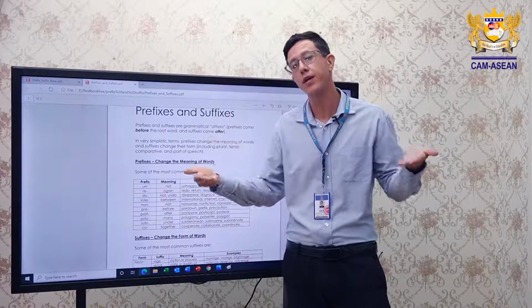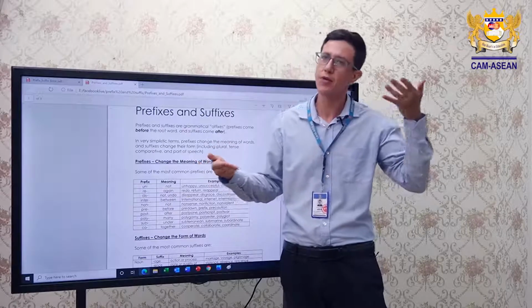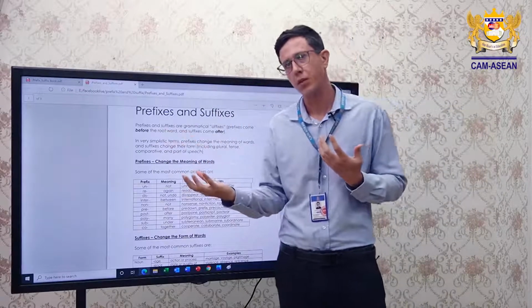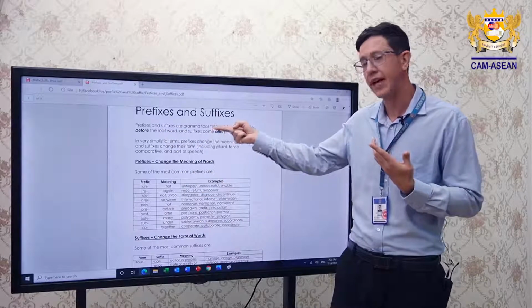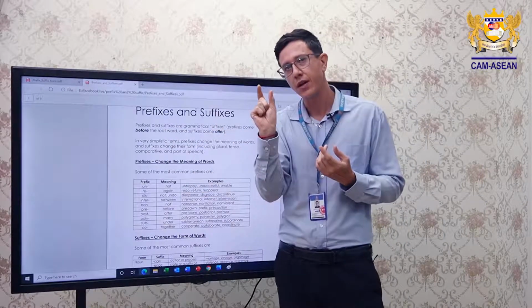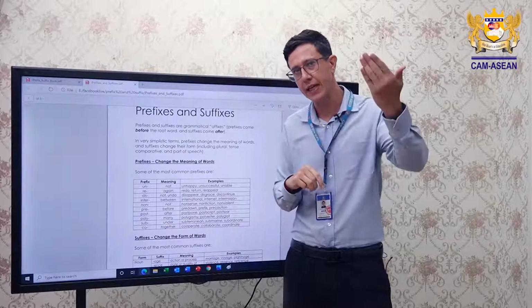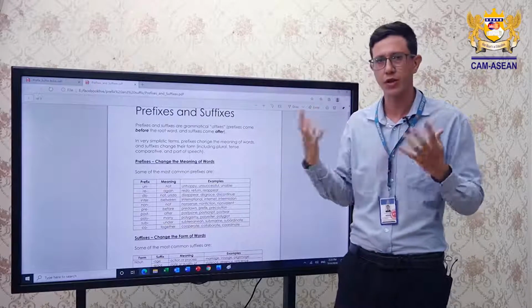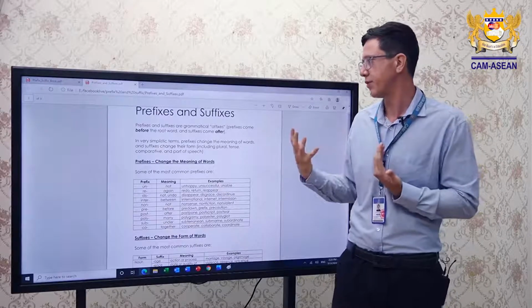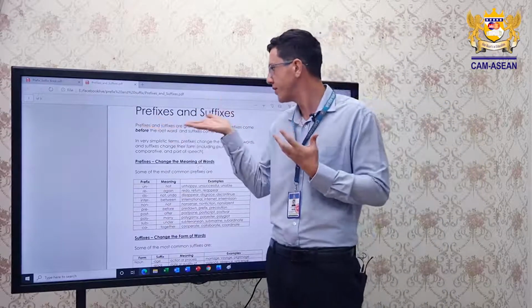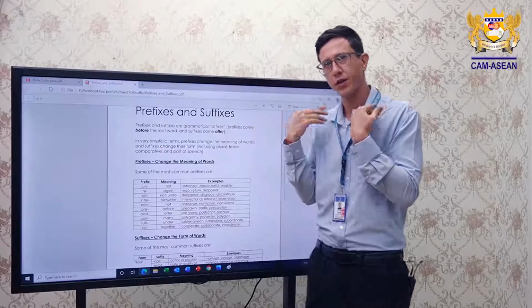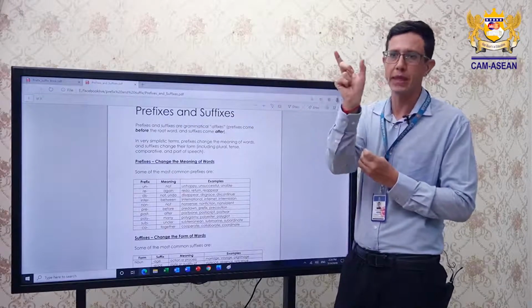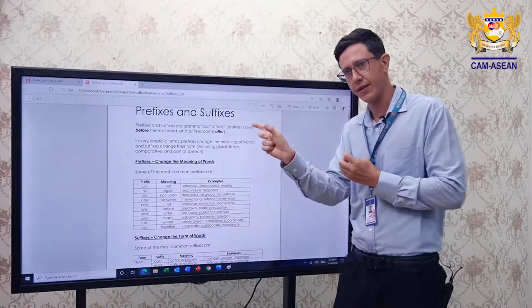We have a word and we want to change the meaning, or we want to change the form. Well, I have to affix, I have to attach two to three letters to the beginning or to the end, to change the word. And that's all it is. Pre means before, suff means after. So we affix, we attach to the word at the beginning or at the end.